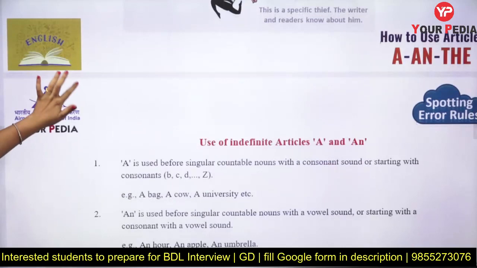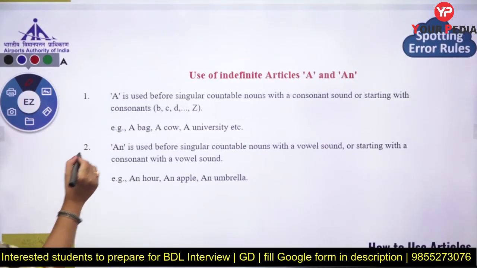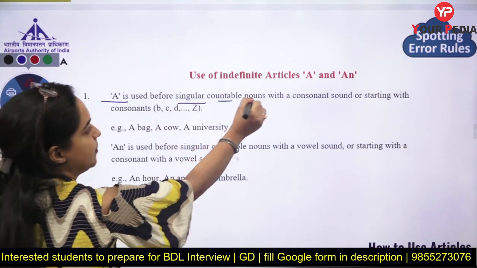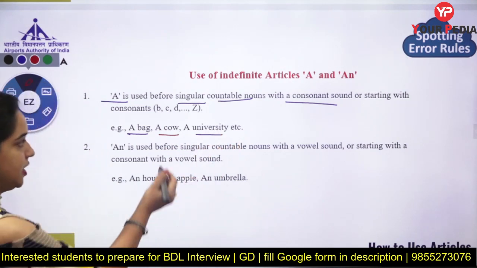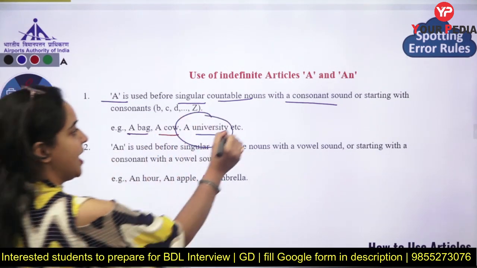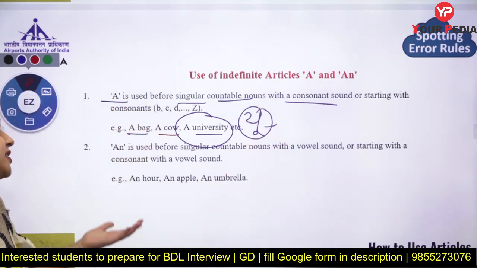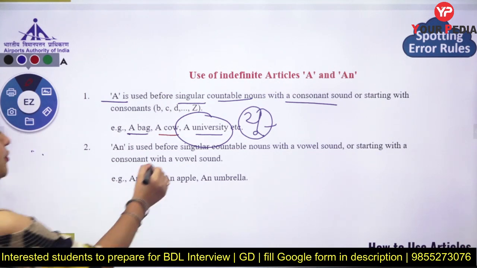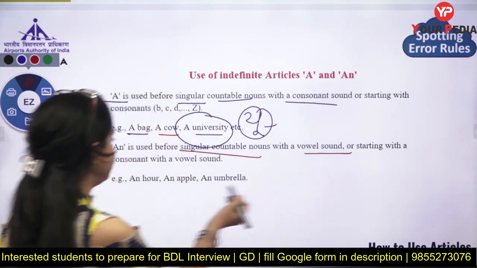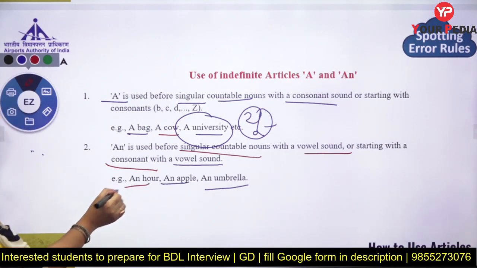The article is used in many other places apart from a and an, right? Here I am just revising it in a short and very quick manner. A is used with singular countable nouns with consonant sounds, like a bag, a cow, a university. Why a university? Because here we are sounding it as "uni", the U is a consonant sound, not O or A as I told you. Next, an is used with singular countable nouns with a vowel sound, or starting with a consonant but with a vowel sound. An umbrella, an apple and an anar, right?